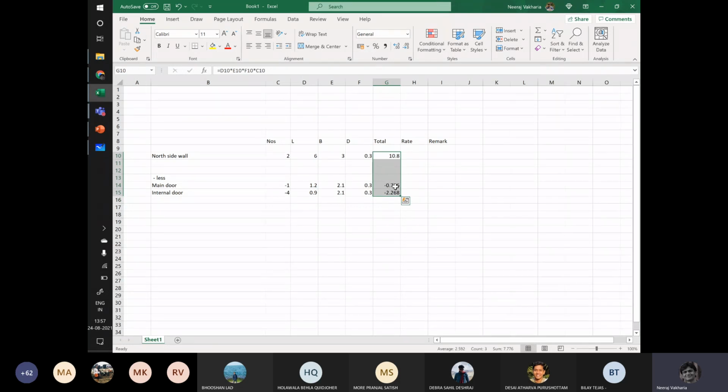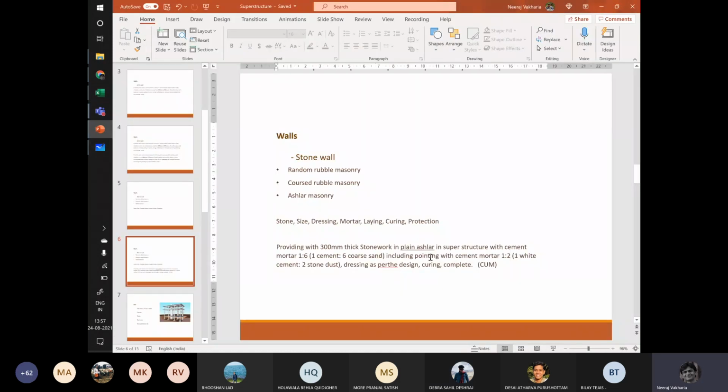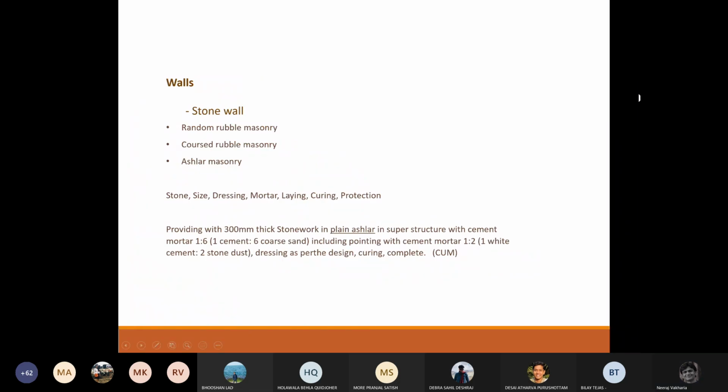So 10 minus whatever it is, minus around 3. So the total volume which I'll get would be 7.7. Did everyone get it? Okay. So this is how you will calculate all the walls and how you reduce all the openings everywhere.